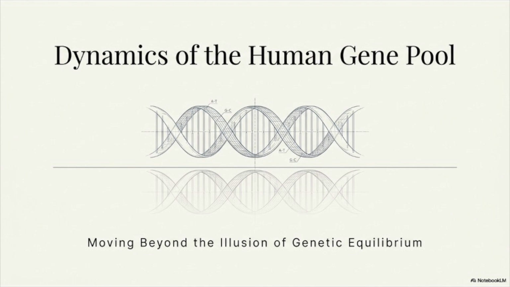Hello everyone. Have you ever wondered why, despite thousands of years of human reproduction, we are not all genetically identical and why certain diseases persist generation after generation instead of disappearing? Today we are going to explore the dynamics of the human gene pool and understand why the idea of genetic equilibrium is really just an illusion.